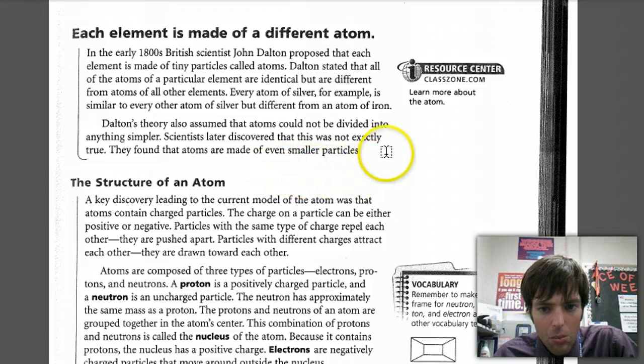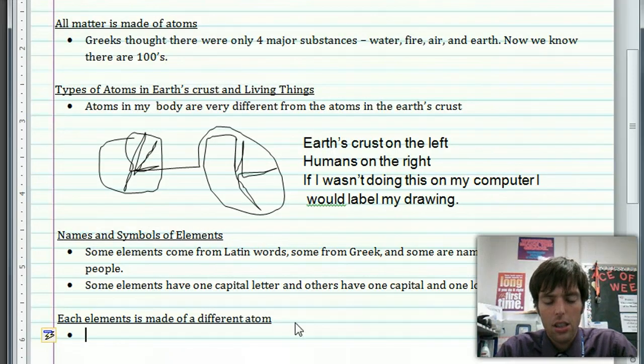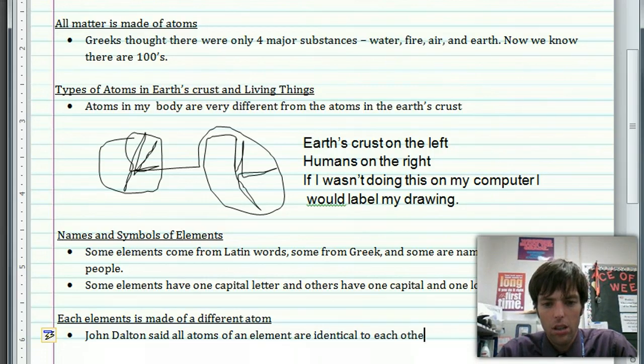Okay, so I got to summarize that in at least one sentence. Let's see, there's a guy. All of these are identical, but then later they said they weren't true. I think I'm going to go with this middle idea right here. This seems to be all the atoms are identical if they're in the same element. So I'm going to come down here and make a little bullet. So this guy, John Dalton, said all atoms of an element are identical to each other. Okay, so a gold atom is the same as another gold atom.